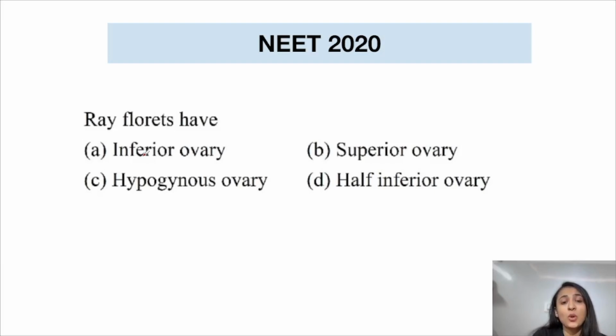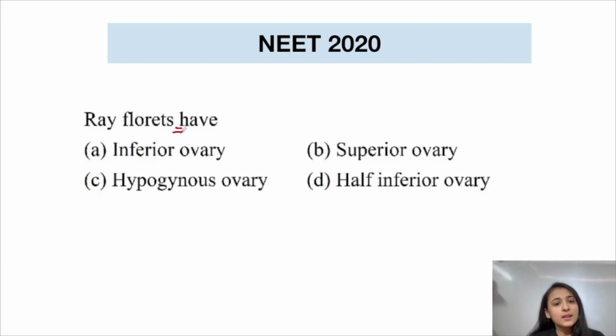Now this question is from NEET 2020. Ray florets have, option number 1 is saying inferior ovary, option number 2 is saying superior ovary, option number 3 says hypogynous ovary and option number 4 says half inferior ovary. Now this question, I skipped it in the last video accidentally. So in this video we are covering it.